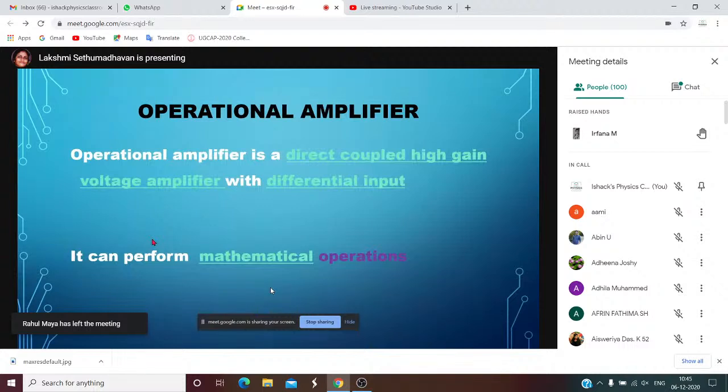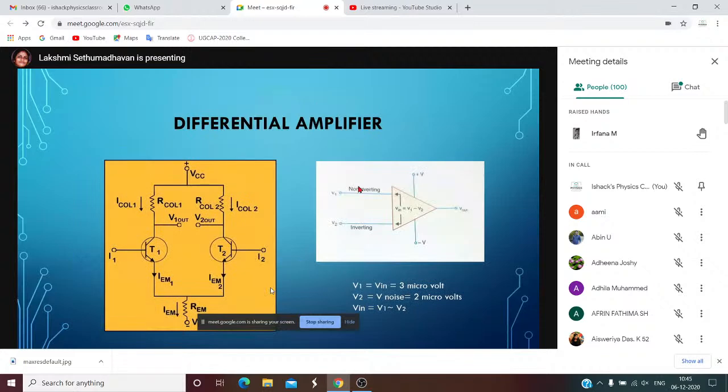So I've given it figuratively. If V1 is, say, 3 microvolts and V2 is 2 microvolts, then the effective Vin would be V1 minus V2, that will be only 1 microvolt. This is a very good property of the op-amp. Suppose I've got an RF signal which is only in the order of microvolts. We'll take the same example, but if there is a noise of 2 microvolts, out of this 3 microvolts, 2 microvolts is going to be my noise. So my signal is only going to be 1 microvolt, but I cannot avoid the noise.